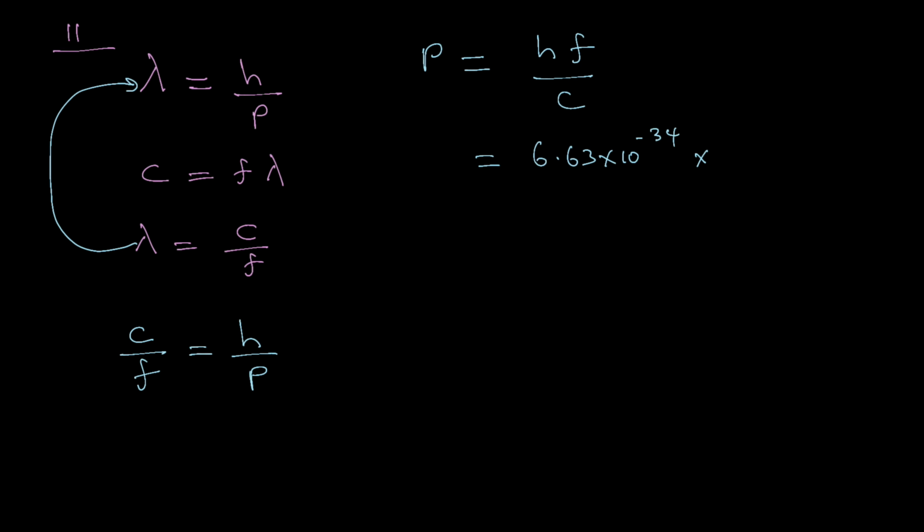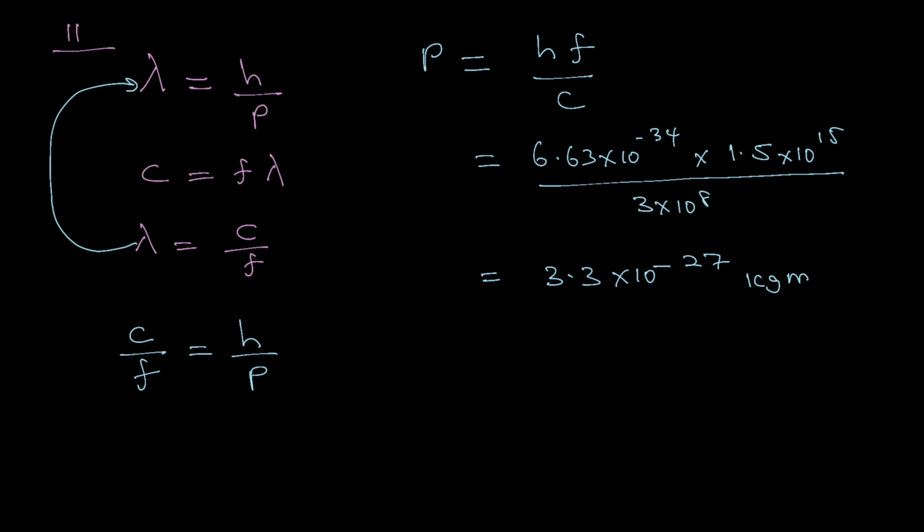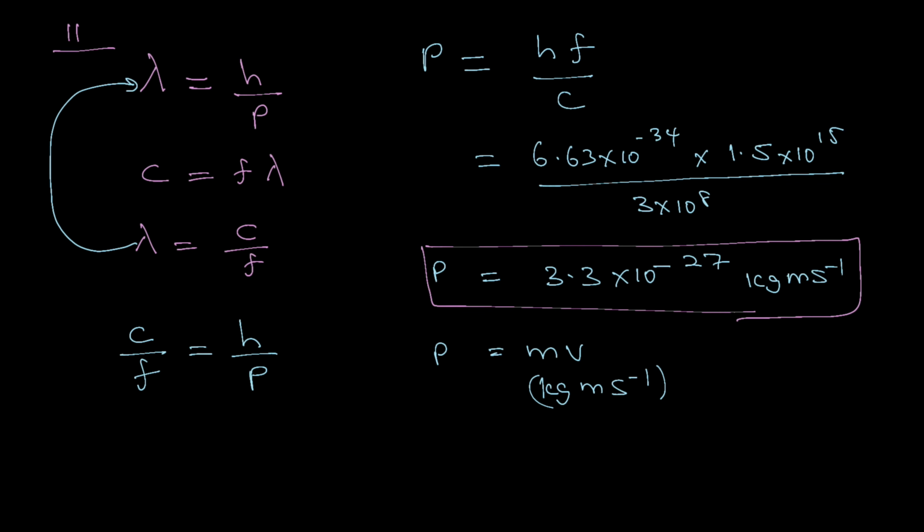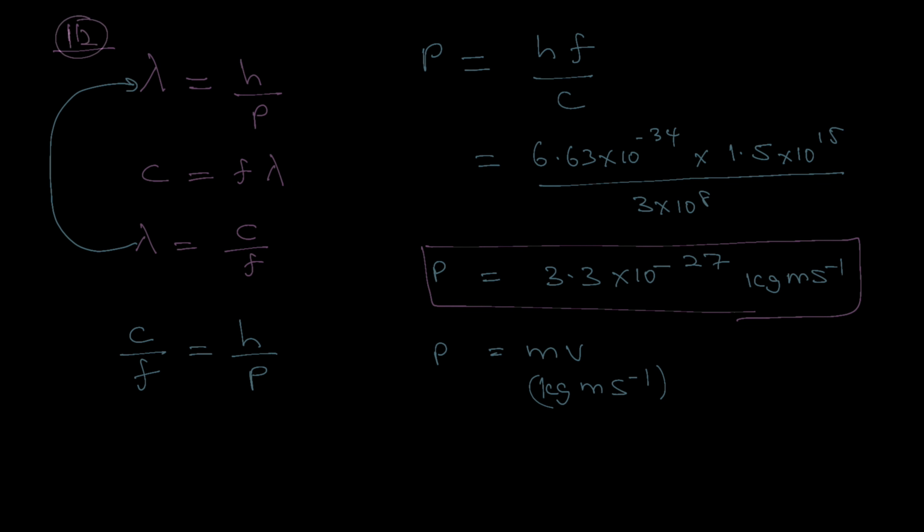We know h is 6.63 times 10 to the power minus 34, times the frequency we're given, 1.5 times 10 to the power 15, divided by 3 times 10 to the power 8, the speed of light in a vacuum. That gives 3.3 times 10 to the power minus 27 kilogram meters per second. That's the momentum, because momentum p is mass times velocity, and mass is kilogram and velocity is meters per second. Checking the answer, that will be C.